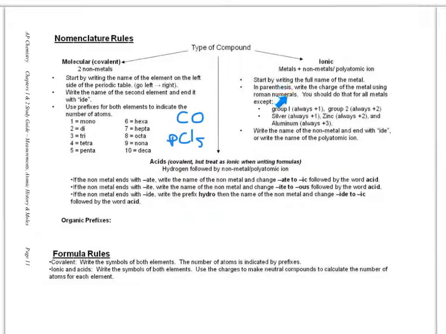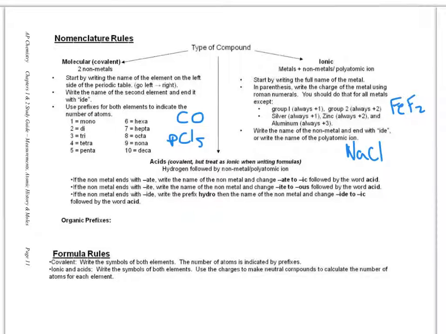Then you check your metal. If it is in group 1, group 2, or aluminum, zinc, or silver, you're done with the name. If it's not, then you put parentheses with Roman numerals, and the Roman numerals tell you what charge your metal is. So for example, NaCl would just be sodium chloride, because sodium is in group 1, so I do not need parentheses. But if I have FeF2, that would be called iron(II) fluoride. The charge of the iron in this case would be +2, and that's why it's iron(II) fluoride.